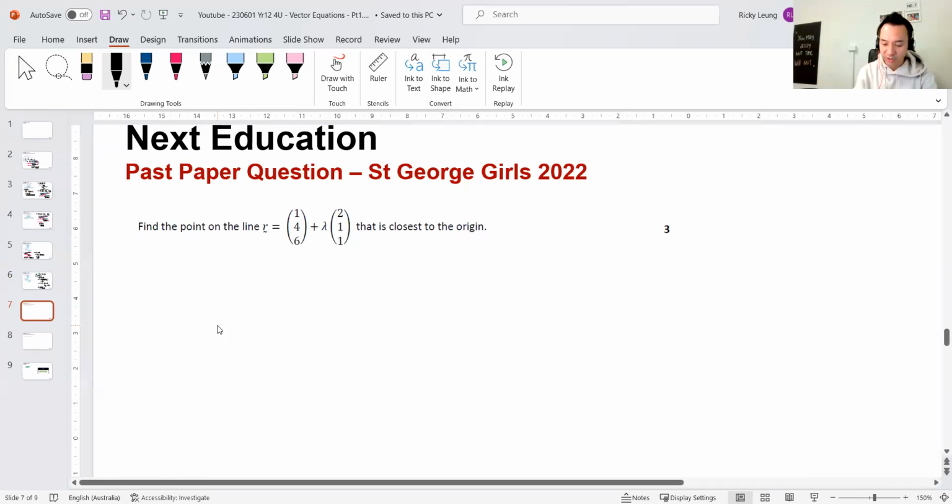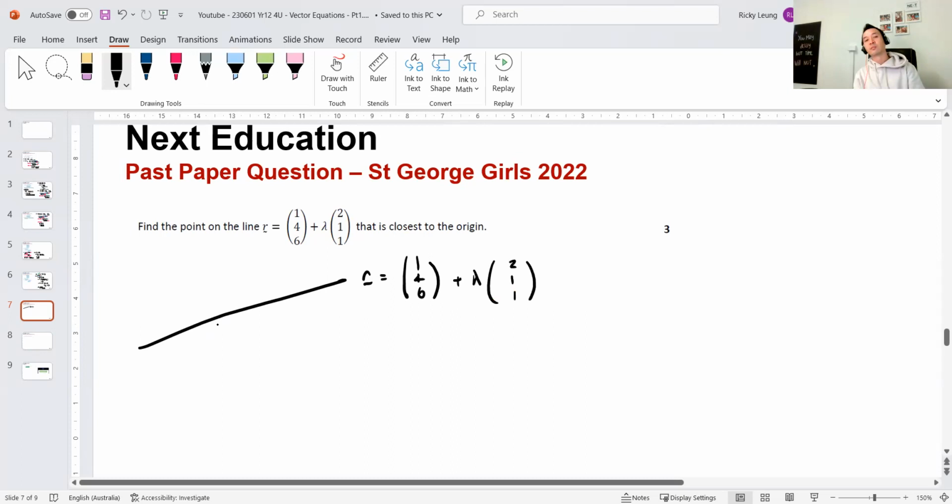So if you can imagine, this is a similar question, very similar, but because it's the origin. So this is R, that equals 1, 4, 6 plus lambda 2, 1, 1, right? Now the origin is somewhere here. This is 0, 0, 0. So another way to do it: you can find the vector blue, find the projection green, and then do it. Alternatively, just as a different way of doing things.